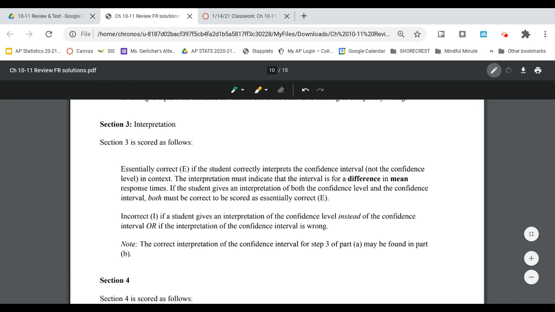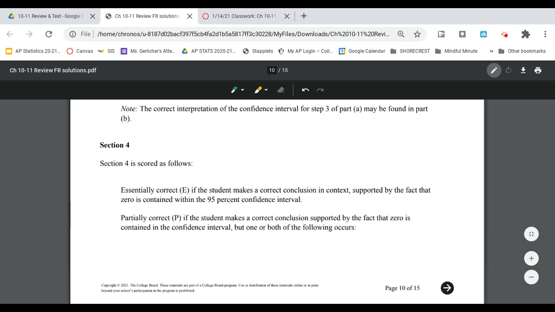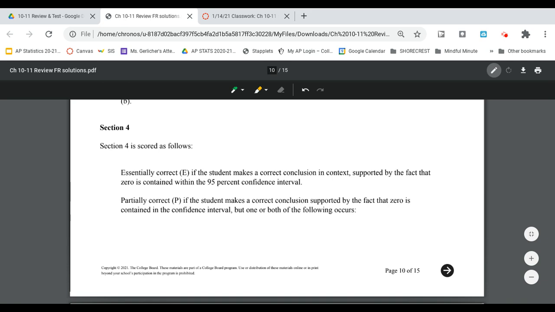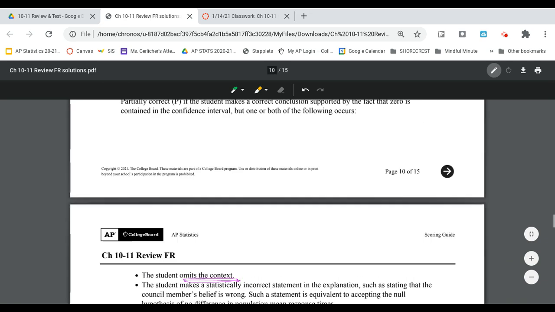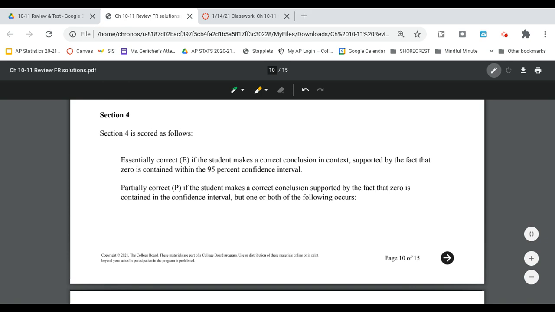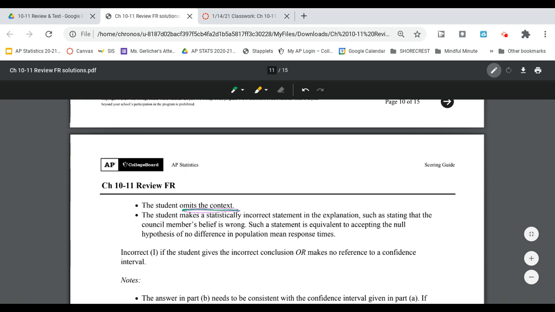Okay, and then they did need, in the parameter statement or in the interpretation, the word difference. That was important. And their conclusion, right. So that part B, where you had to say 0 is in the confidence interval, therefore we don't have evidence to prove that they're different. What I just said was not enough because it does need context. So they say here that you only get partial credit if you omit the context. So it's not enough to say 0's in there, no evidence. You have to include talking about fire stations and such.